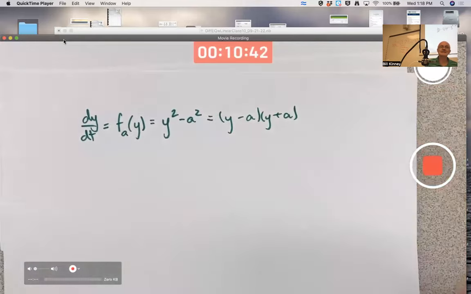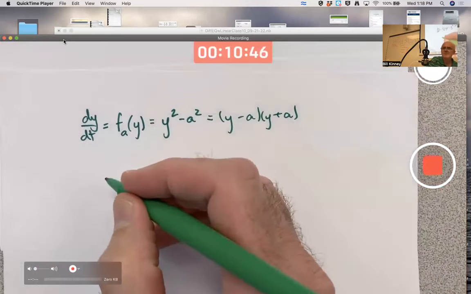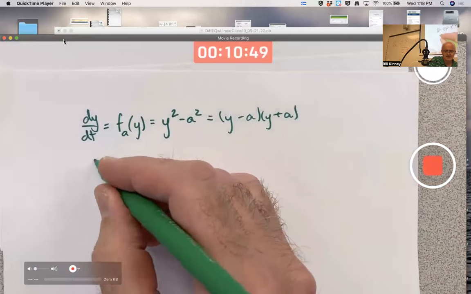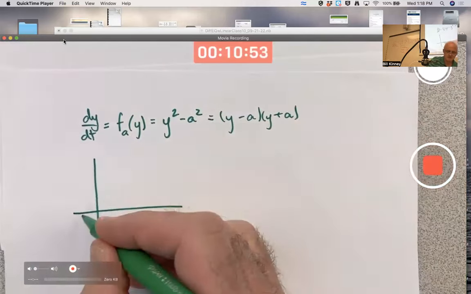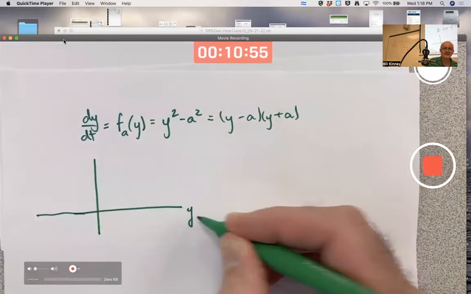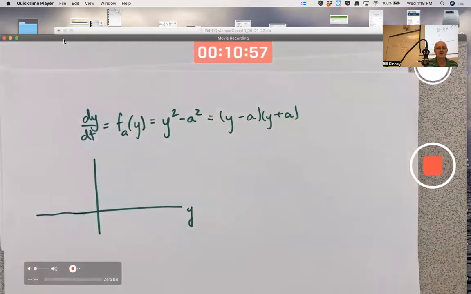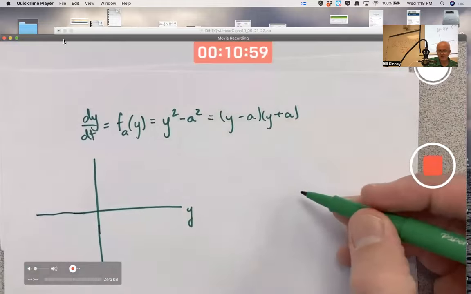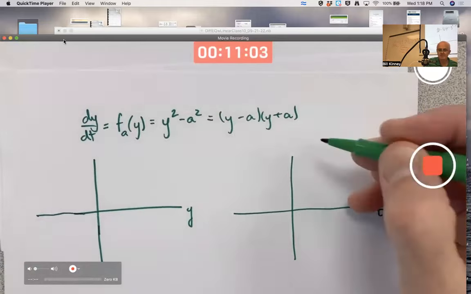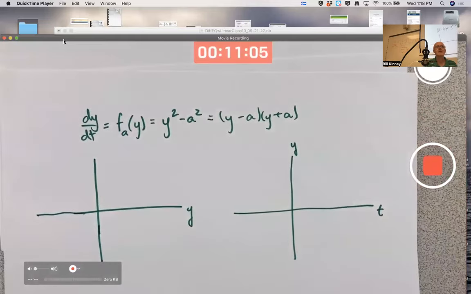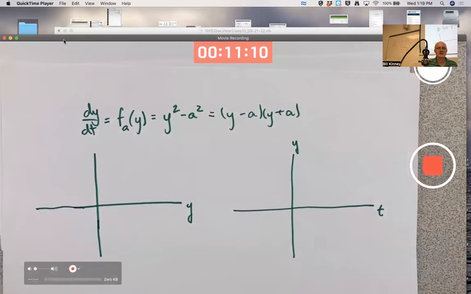Like we emphasized a little bit in class, I don't know, last Friday or something, it's good to graph this right-hand side function first, where y is horizontal, before you graph the slope field. How do you do that?